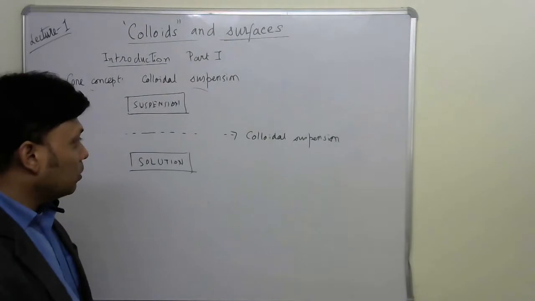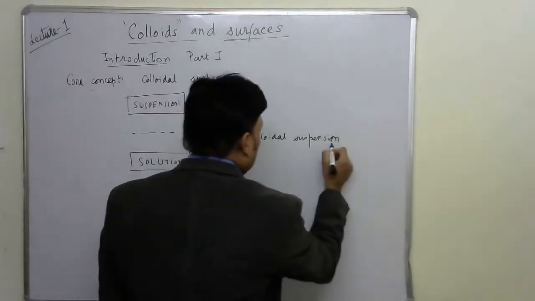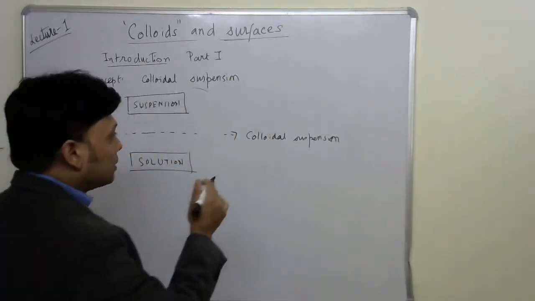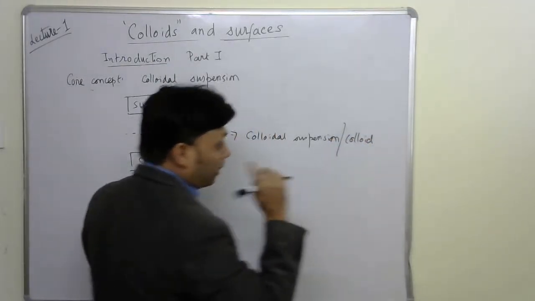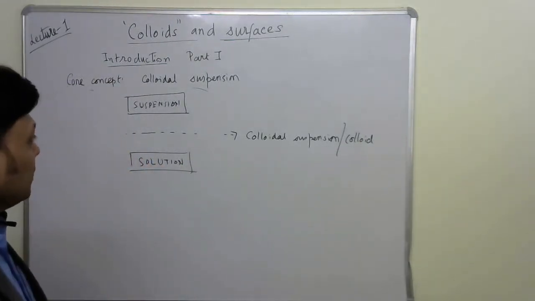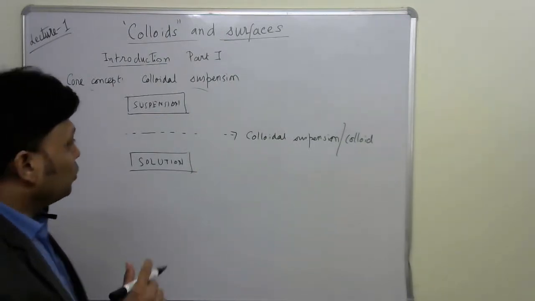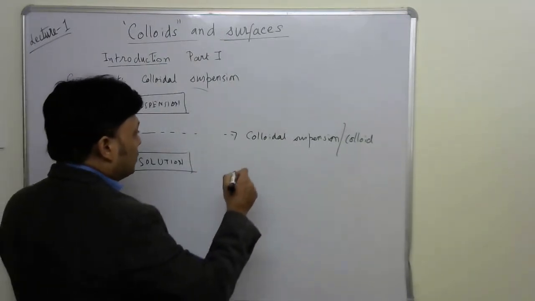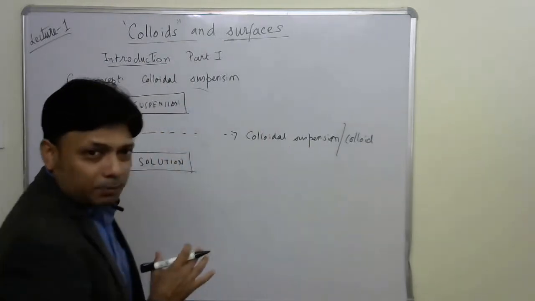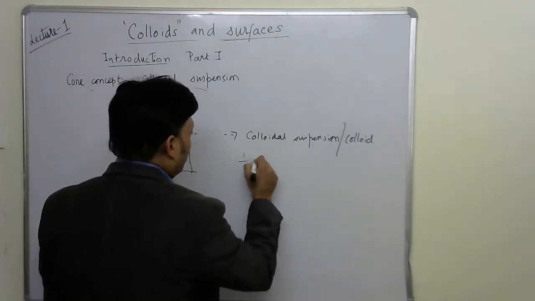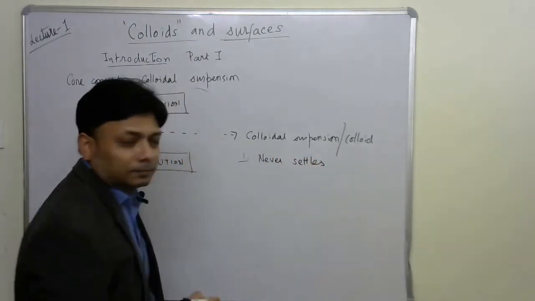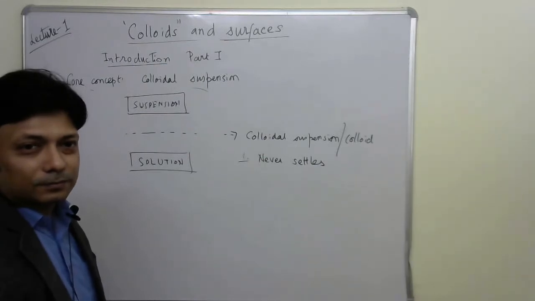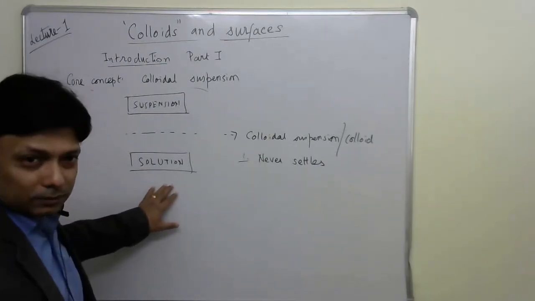So what is a colloidal suspension though? We can use that word suspension with colloid, or simply we can call it a colloid or a colloidal phase. So the properties: if we have a colloidal suspension or colloid, number one, the particles would never settle. That is the same thing as the solution.